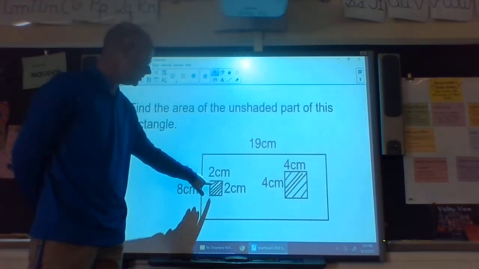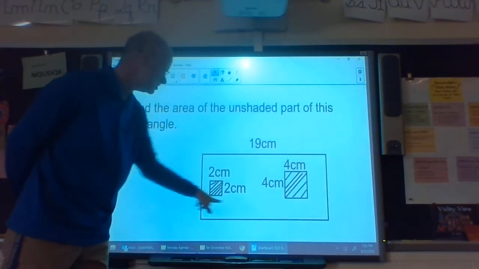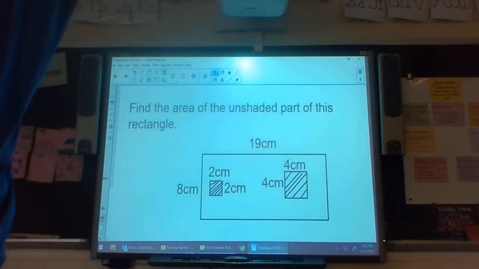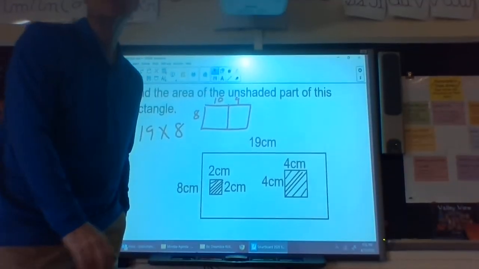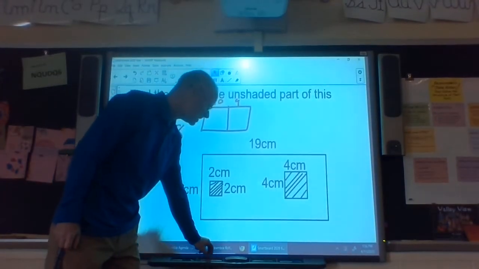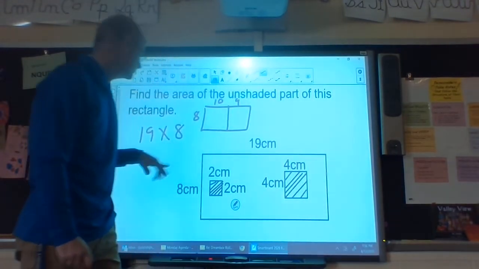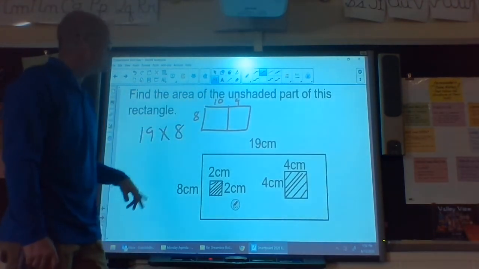So I don't want to know that. You have to do something with the area of these two, but I want to know how much of this shape is unshaded. I'm going to pause it, and you can figure it out, and we'll come back and check the problem together. Okay, to solve this problem, what I had to do first, I'm going to find the area of the big rectangle. And I'm going to do 19 times 8, and I decided to do an area model.